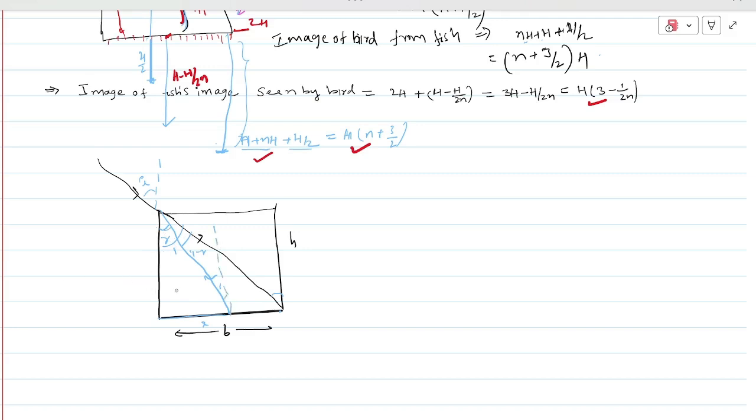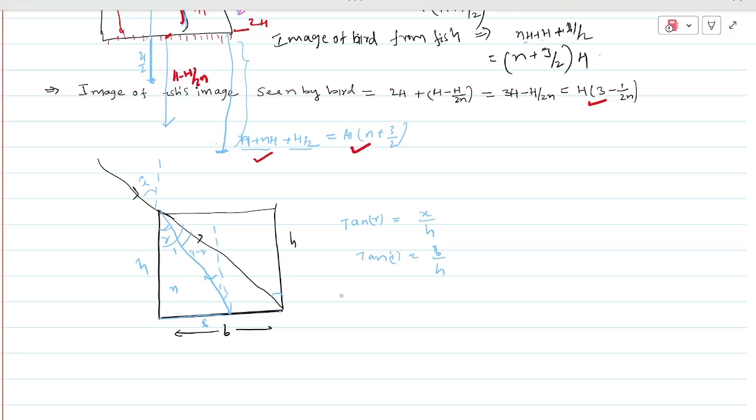Now the refractive index of water. The height h is given, and this is some x. Therefore, tan r is equal to x by h. Similarly, tan I is equal to b by h. So now the I and r values have to be found out.